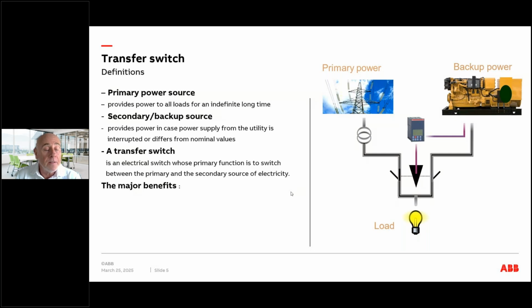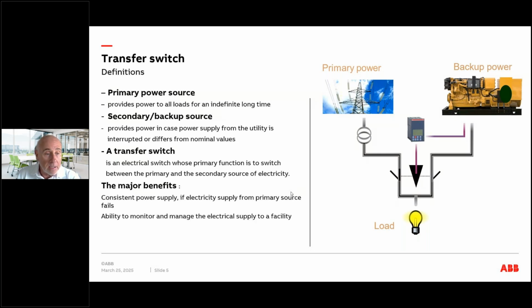The transfer switch itself is classified as an electrical switch whose primary function is to switch between the primary and secondary source of electricity. The major benefits are quite common sense: a consistent power supply if the electricity supply from the primary source fails, and the ability to monitor and manage the electrical supply to a facility. A relevant example of that is the Heathrow incident last week. Resilient power supply in those situations is a good thing to have, to say the least. So those are the basic definitions.